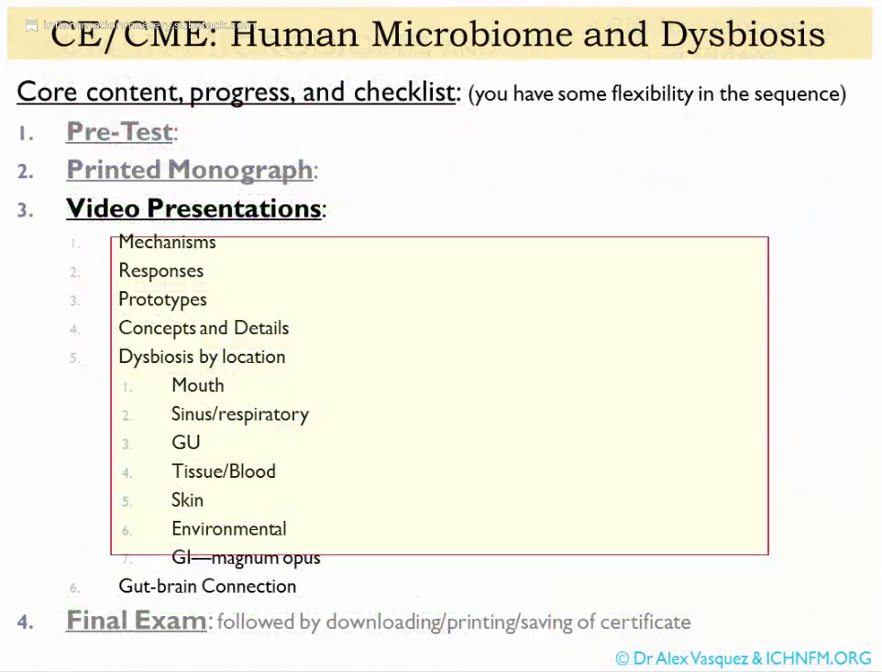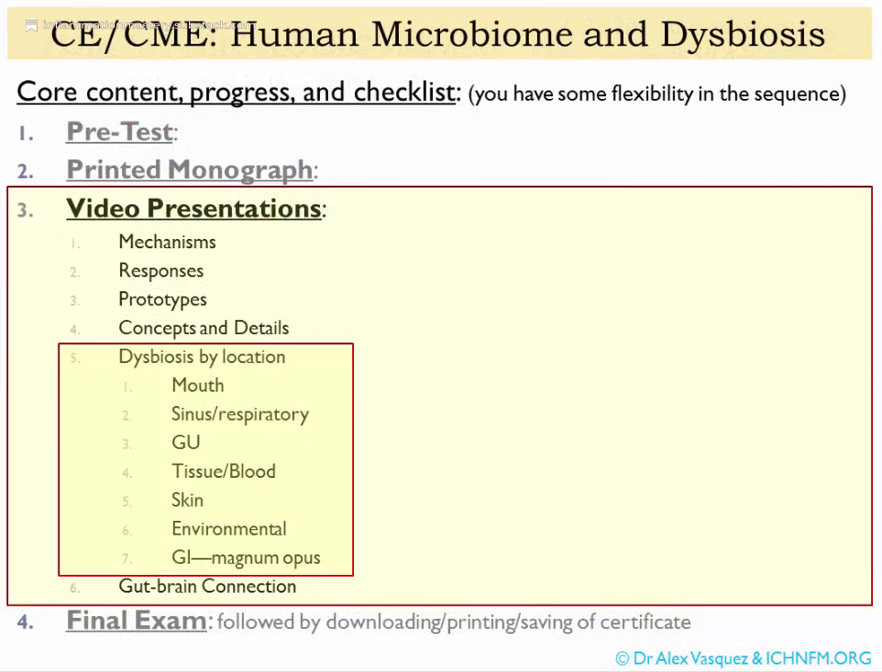Today we're going to focus on the dysbiosis by location series. I started that previously with mouth, then number 2 was sinus and respiratory tract. Today we're going to focus on the genitourinary tract and then move pretty quickly into tissue and blood dysbiosis, then skin, environmental. Gastrointestinal dysbiosis really deserves to be its own topic. And then I'll discuss the gut-brain connection before reviewing for the final exam for the course.